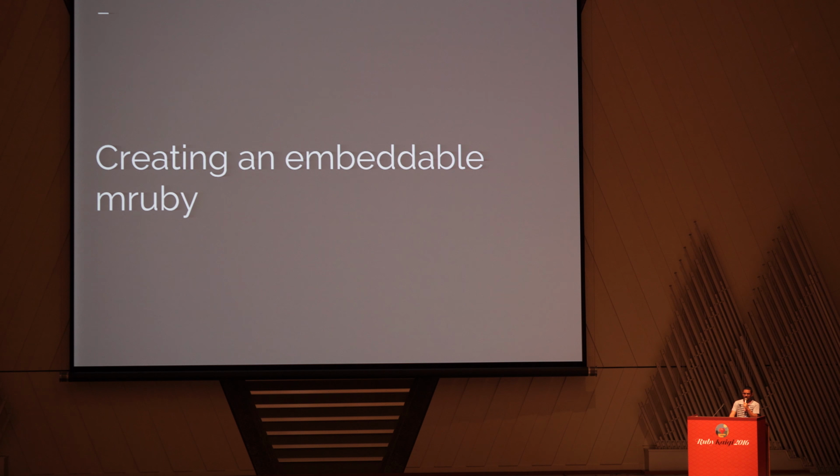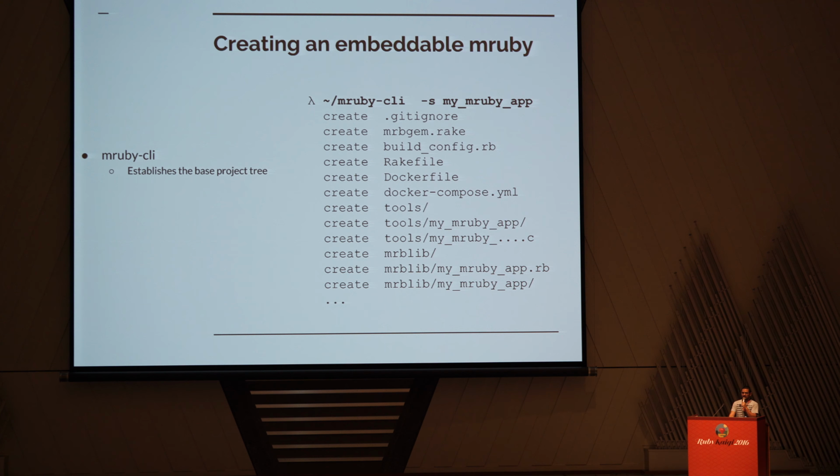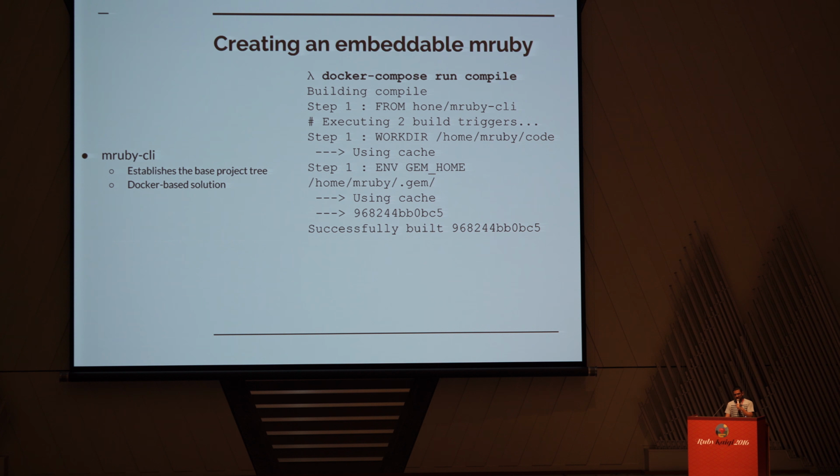So how would you do it? The tool I've been using so far is mruby CLI. And mruby CLI is kind of new, so 2 years ago I was obviously not using it, but it's a way of establishing the base project tree. It's going to create the files that are required to build an mruby CLI. It's a Docker-based solution. So for those of you who attended Eric's talk yesterday, he presented everything in more depth than I'm going to present today. But it's pretty much wrapping around Docker right now.